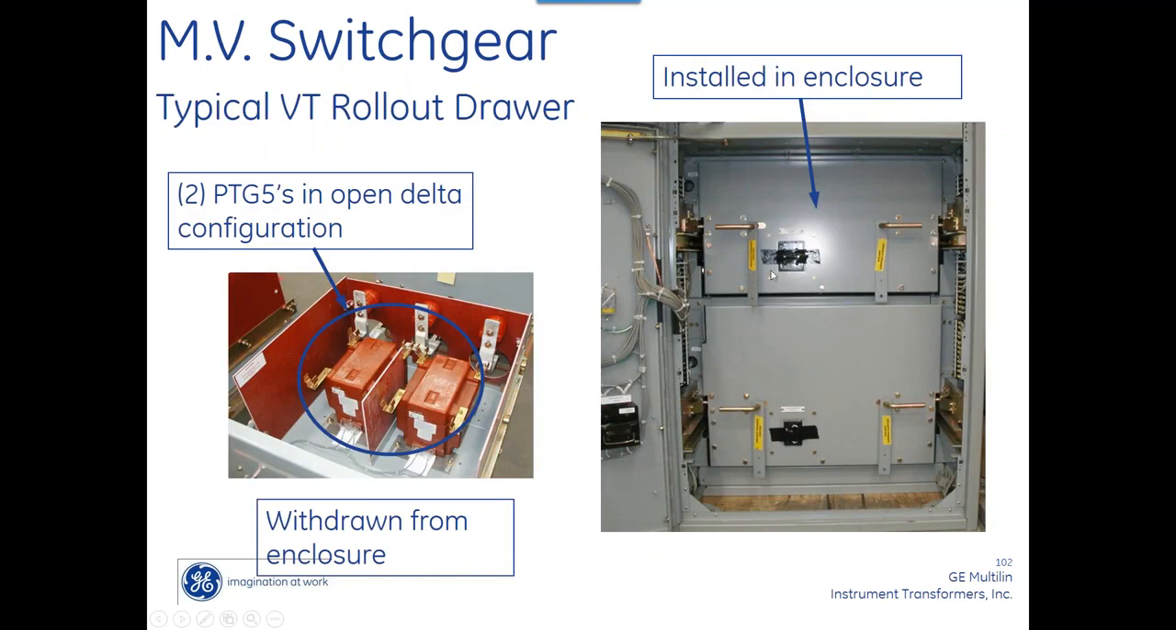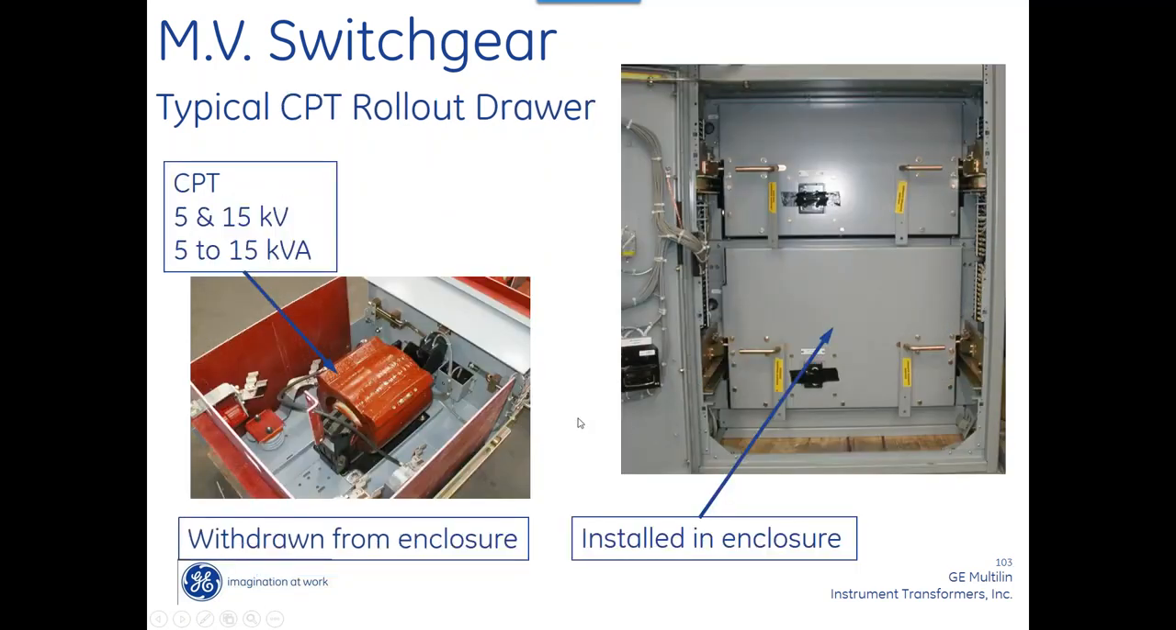The PTs, a lot of times you'll see them in what they call a PT drawer. Sometimes they'll have two, sometimes three. So you can actually open these drawers, pull out the PTs, and these stab on. That's a great way, because you need to be able to get to those so I can get to these fuses if they blow.